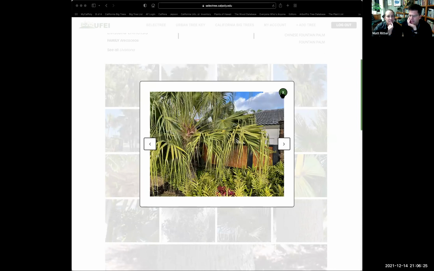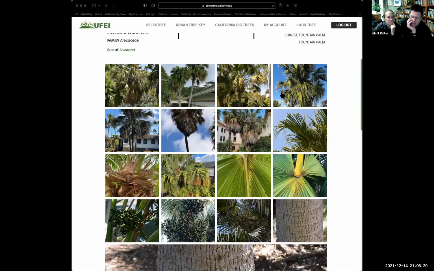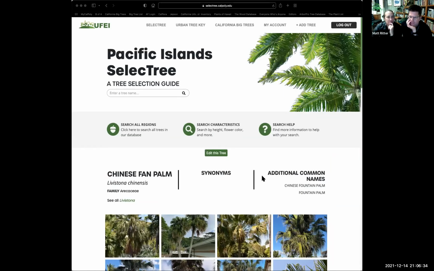And that's Pat. Pat, you're on Kauai, right? So that's worth looking at. So that's how Pacific Island Select Tree works.